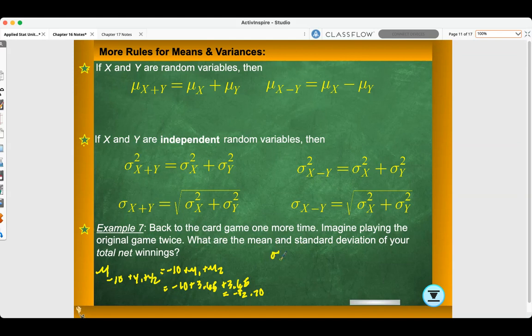And my standard deviation of -10 plus y1 plus y2, the 2 times I played, would be the square root of my variance of y1 plus my variance of y2. So this would be the square root of 190.496 plus 190.496, which equals $19.52.